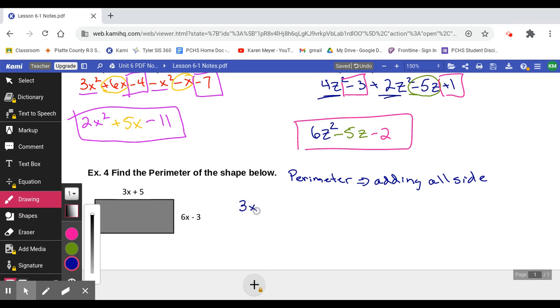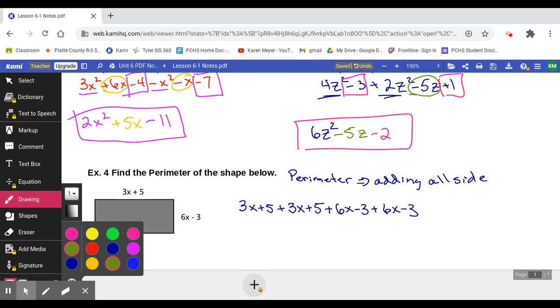So I write down the top, and then I'm going to go plus, and I'm going to write down the bottom, which is the exact same thing. And then plus for perimeter. The left and right sides are exactly the same, so I'm going to write that down twice as well. So now I'm just going to go through and do like terms. So I'm going to put all my x's together. So 3x plus 3x is 6x. 6x plus 6x is 12x. And 12x plus 6x is 18x.